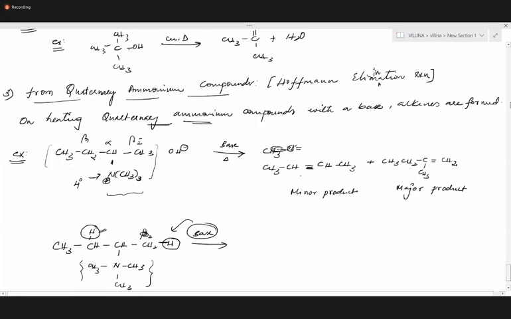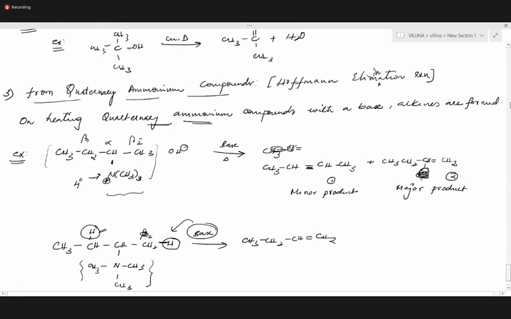So 1 and 2. So this base will be approaching this one. You have CH3, CH2, CH double bond CH2. This quaternary ammonium will be withdrawn something like this.